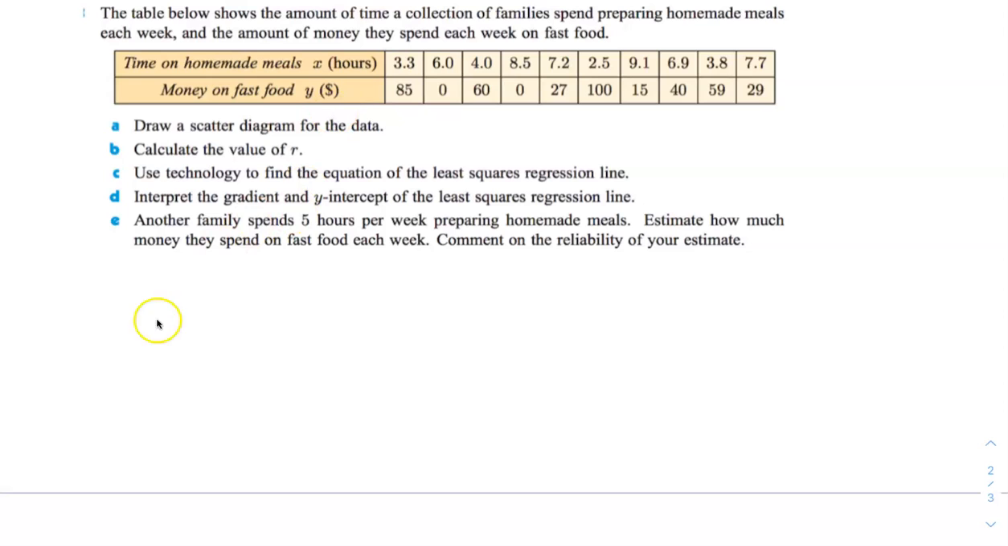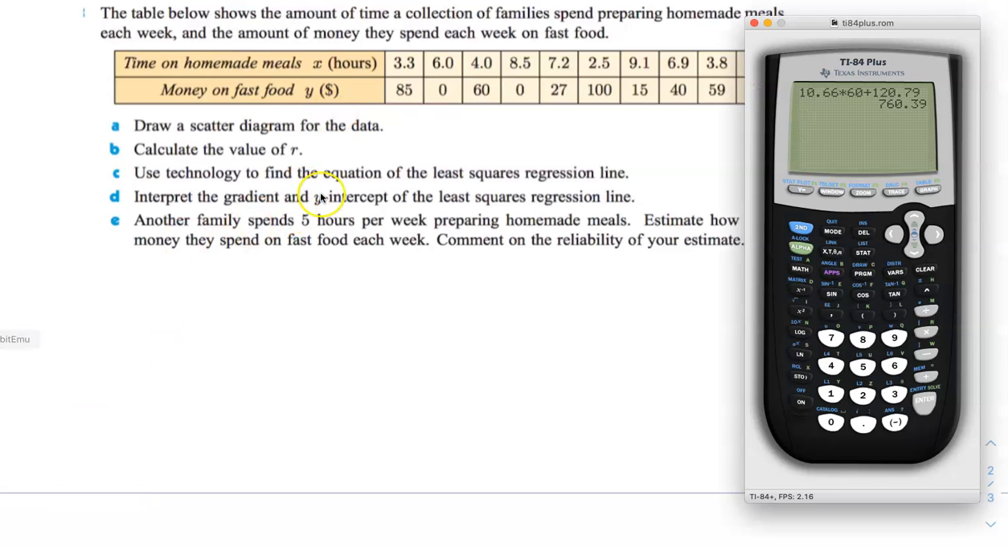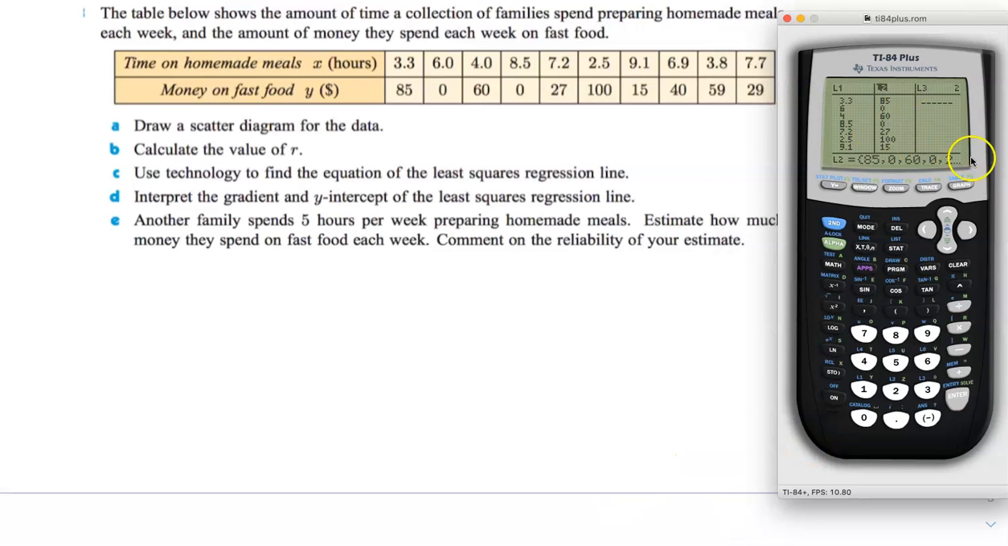Draw a scatter plot. So we've got to type our information in again. So stat, edit. Let's clear these. Again, we're not going to delete, we're going to clear. And then we'll type in all our data. So it's all typed in again. Let's draw a scatter plot. I think my scatter plot should still be on. Yes, it is.